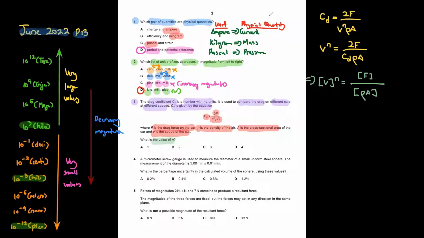Now, why is it that we don't bother about CD here? It's because they already mentioned that CD is a number with no units. So since CD here has no units, it is actually ignored. Okay, so let's just proceed with the unit analysis. For force, the unit is kg meter per second squared. For density it is kg per meter cube. And then for area it is meter squared. And then the unit of velocity itself is meter per second, now raised to power n.